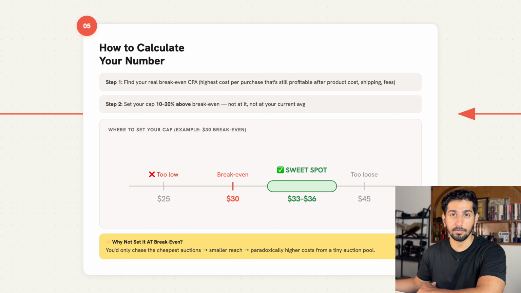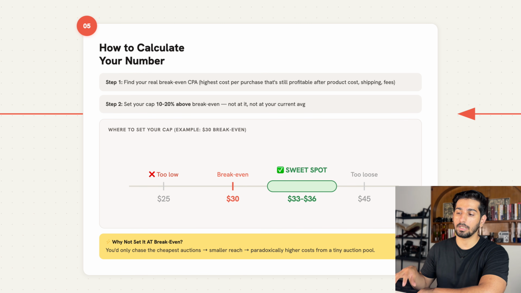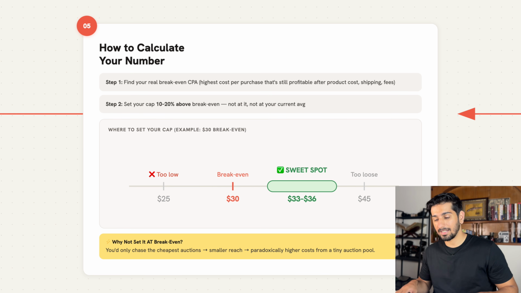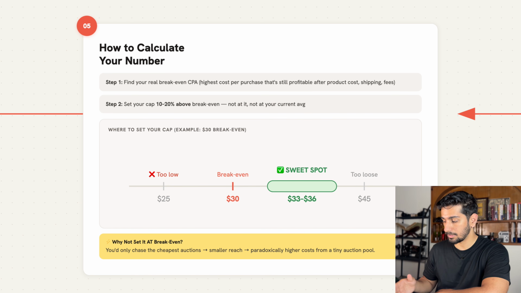And the reason why we set above that and not exactly on the dot at $30 or whatever your break-even cost per acquisition is, is because we need to give Facebook enough room to get some sales, even if it spends a little bit more, even if it spends 10% more, but we're still in that profitable range, because it's going to average out eventually. If you set a hard cap, what's going to happen is either it's not going to spend the budget, or even if it spends the budget, it's not going to be highly profitable. You're not going to be able to scale because you will have limited sales. So it's very important you know exactly how to set the right cost cap. And again, the rule is very simple. You figure out your break-even cost per acquisition, set about 10 to 20% above that. That is all you need to know.